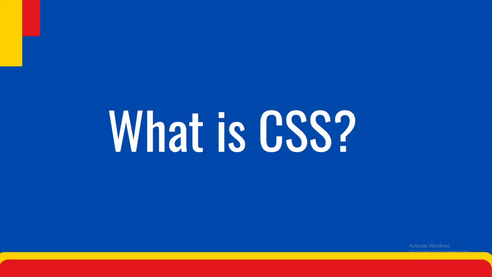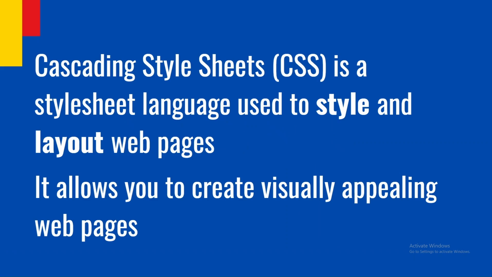Now the word CSS stands for Cascading Style Sheet. CSS is a style sheet language, meaning that it's a language that helps us to style and lay out the web page that we have created using HTML. So when you use CSS, it allows you to create visually appealing web pages. So CSS is used for presentation, where the web page that is being displayed to the user looks good and pleasant to the eye and helps us to attract and then retain web visitors.